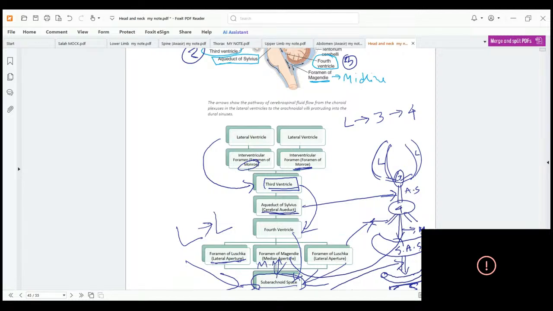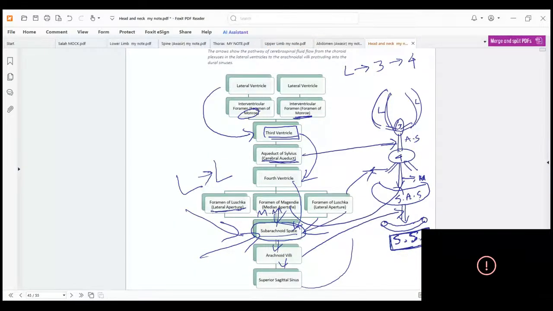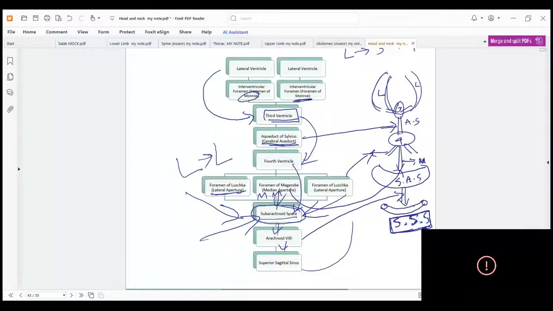Lateral ventricle to third ventricle via the foramen of Monro. From third to fourth, the aqueduct of Sylvius. From the fourth ventricle, they have two routes, medial and lateral. Medial is Magendie and lateral is Luschka: M for M, L for L. The median aperture is the foramen of Magendie, and the lateral is Luschka.